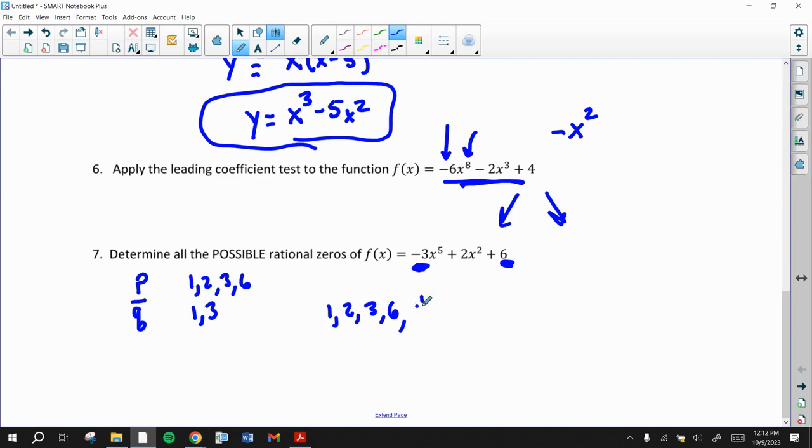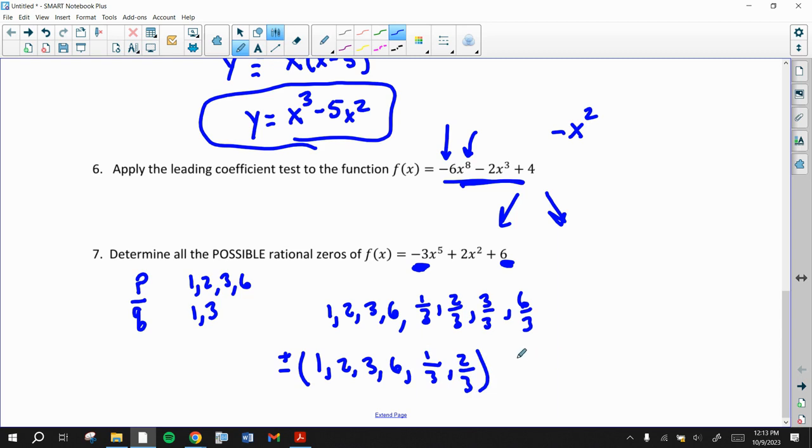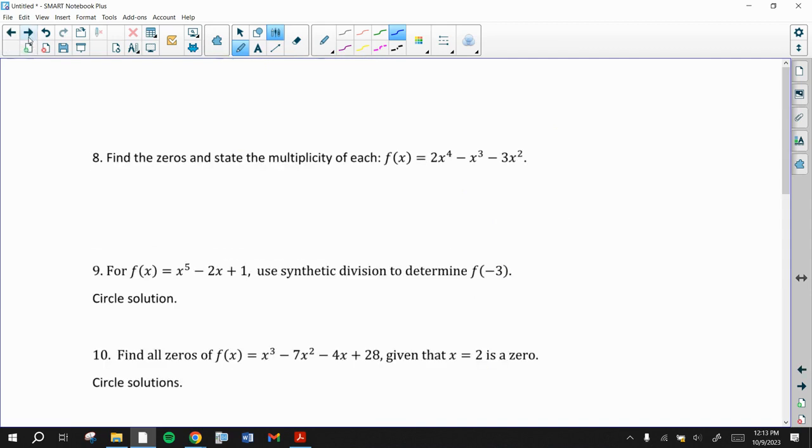So 1 over 3, 2 over 3, 3 over 3, which is 1, we already have that one, and 6 over 3, which is 2, we already have that one. So my final answer are plus or minus 1, 2, 3, 6, 1/3, and 2/3, because the last two we already have, and those are all possible rational zeros. Hopefully, so far so good.